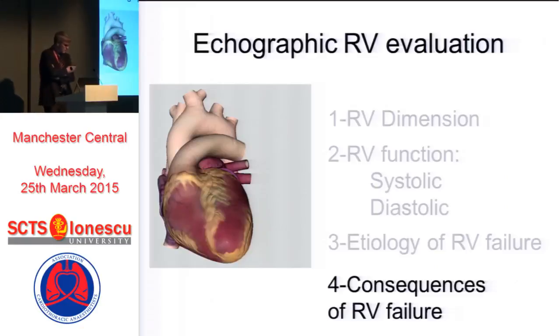Finally, one of the elements that we're very much interested in is to see the consequences of RV failure, and we'll discuss this in more detail on Friday. But with ultrasound, there are two organs that you can evaluate at the bedside to see the consequence of severe RV dysfunction. One is the kidney, and the other one is the splanchnic circulation.